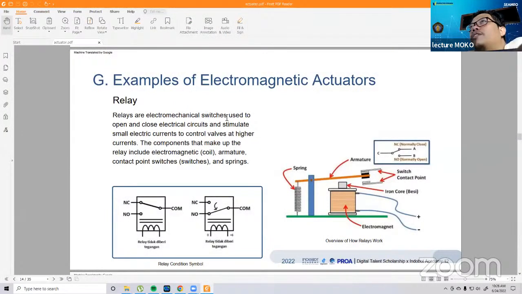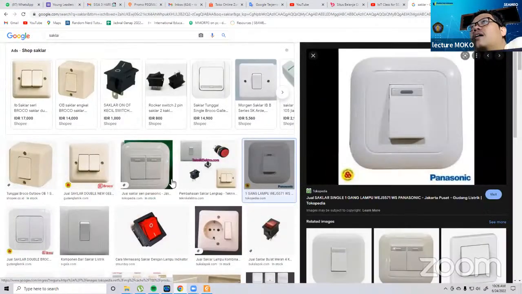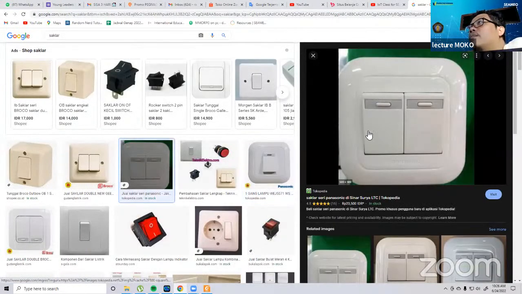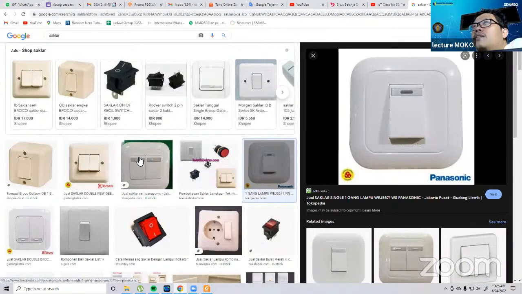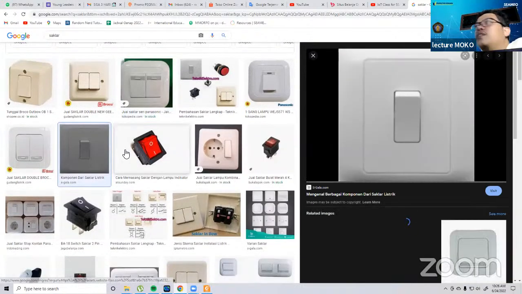So we don't need to push these things. We can find this in our home, but the working principle is we need to push this area to make the circuit close and power our lamp. This is the mechanical switch, but relay is similar to this type of switch, but we don't need to push using our hand. We don't need to push using our finger.